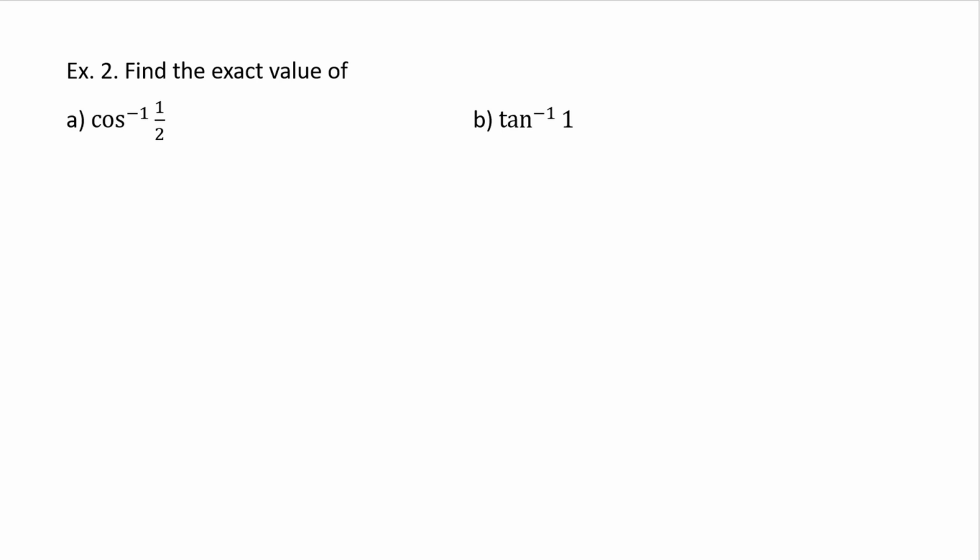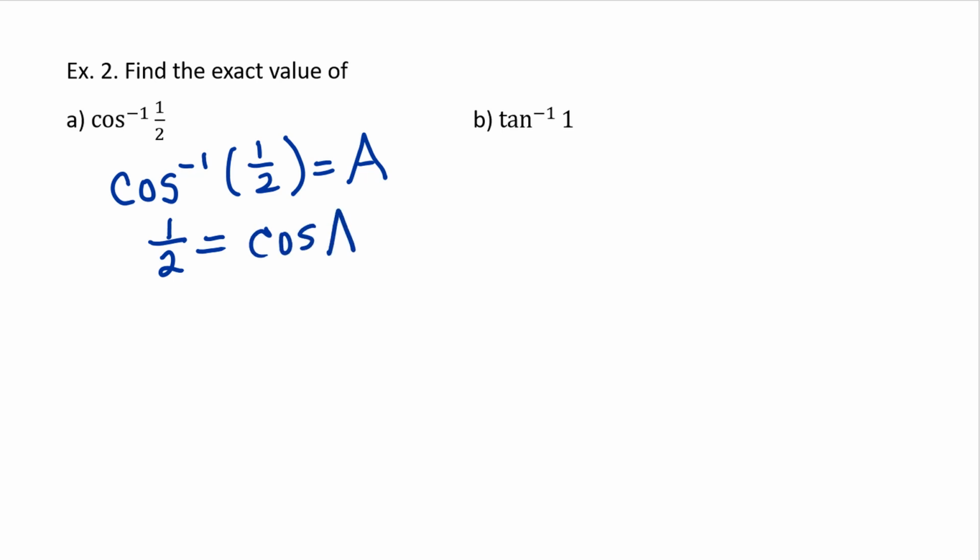Find the exact value of part A, cosine inverse of 1/2. I like to write this in equation form, so I would have cosine inverse of 1/2 equals some unknown. I like the letter A. And then we apply the inverse definition, and we get that 1/2 is equal to cosine of A. So now what we have to do is determine what A in the domain from 0 to pi can we have for cosine that gives us an output value of 1/2, and that turns out to be pi over 3.